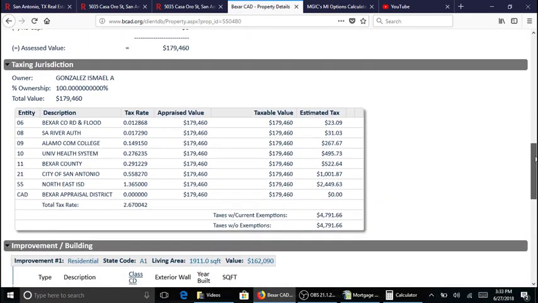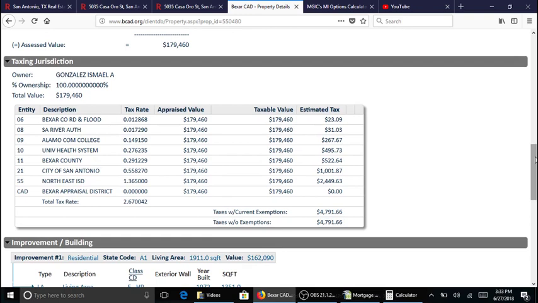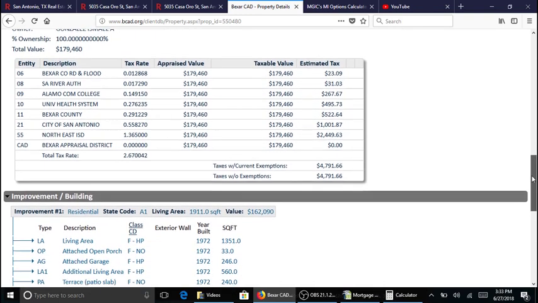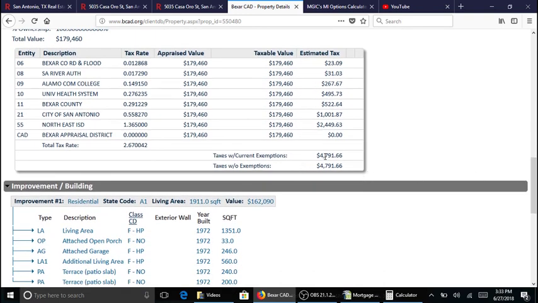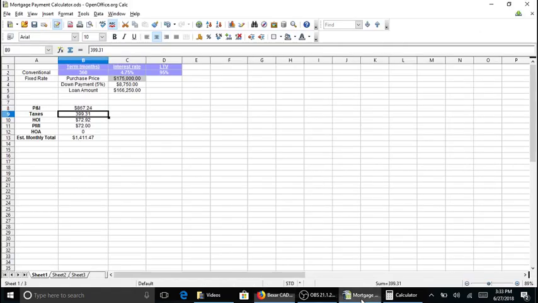You want to scroll down, and most of them look the same as far as formatting, but you want to go down and look at the property taxes per year. This is the figure per year. So divide that by 12 and then plug it into your spreadsheet here. So that would equate to about $399.31. For the homeowner's insurance, we simply have a calculation in the background of 0.5% off of the purchase price of $175,000, which would equate to about $73 monthly.